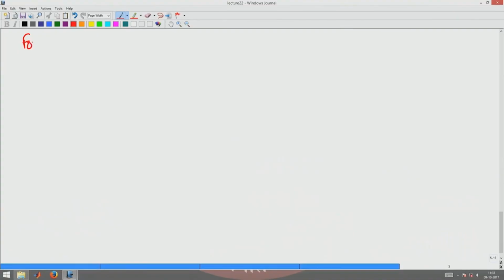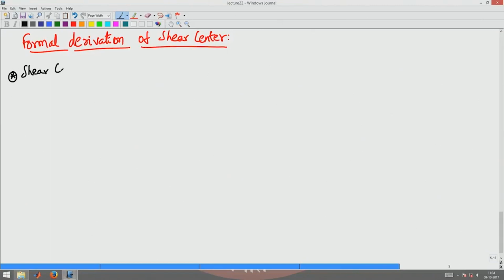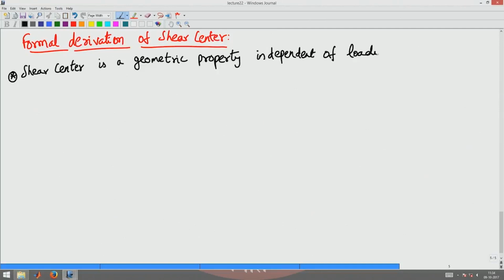So, okay, this is a geometric property. First point to note is shear center is a geometric property independent of loading magnitude.